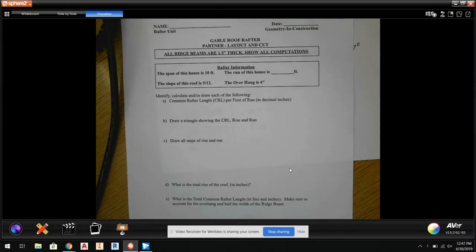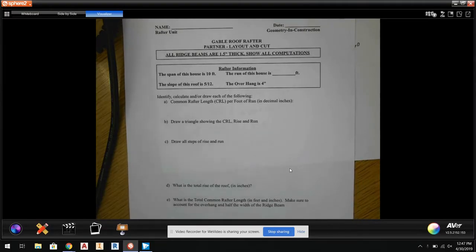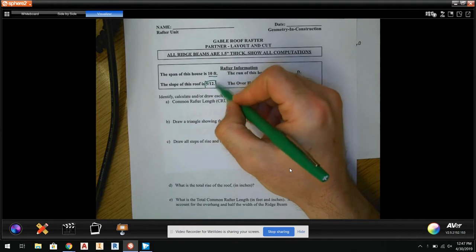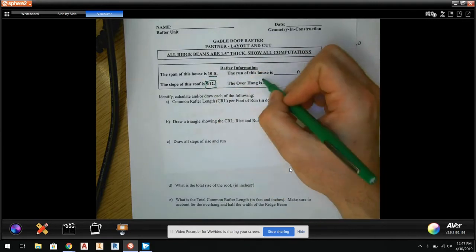We are going over how to calculate the length of a rafter. So for this example, the span of the house is 10 feet. The slope of the roof is a 5/12 roof with a 4-inch overhang.